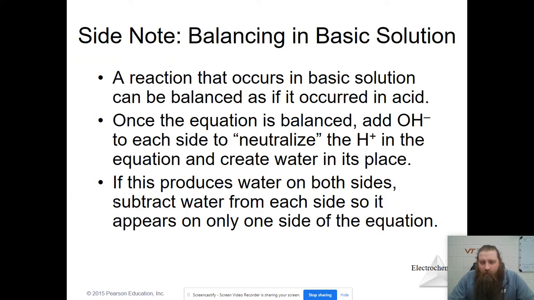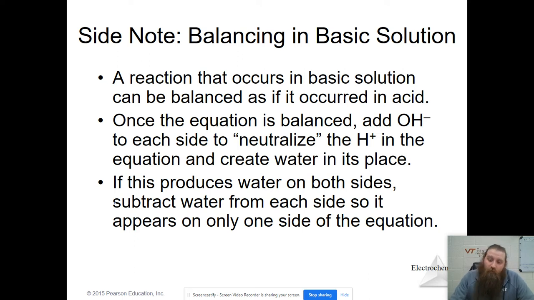And that's great for an acid, but just as a side note, you can also balance in a basic solution. All right, so if something happens in a basic solution, we're going to treat it just like it occurs in acid. And once everything is balanced, you're going to add hydroxides to both sides to neutralize the H+ in the equation. So like on the left side, this is going to produce water. And on the right side, it should produce some water.